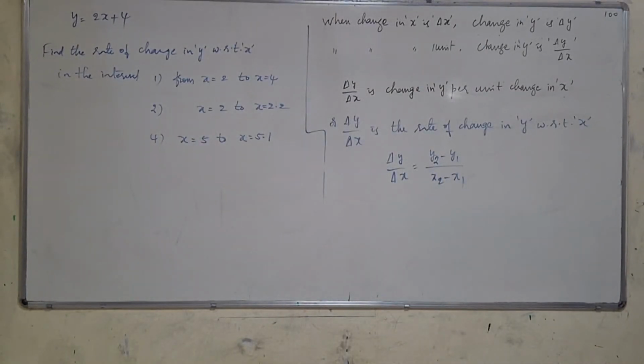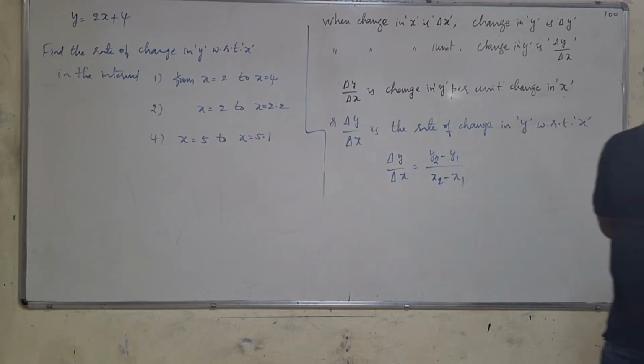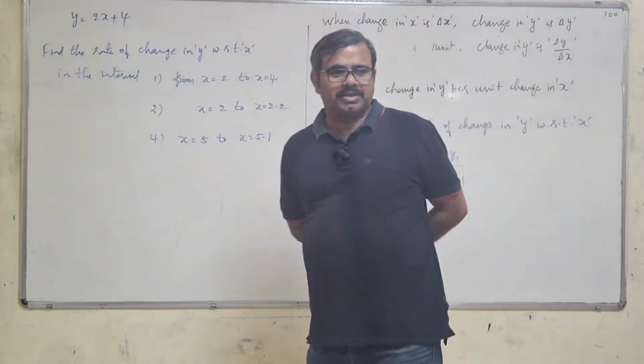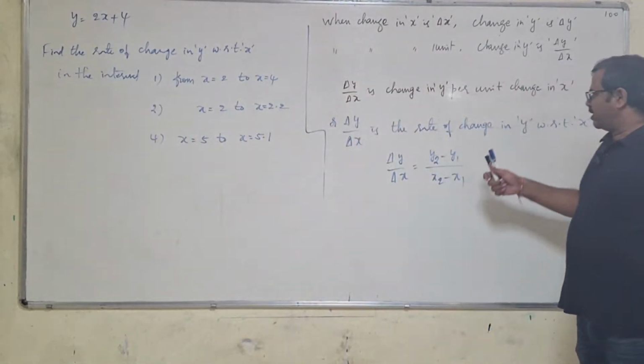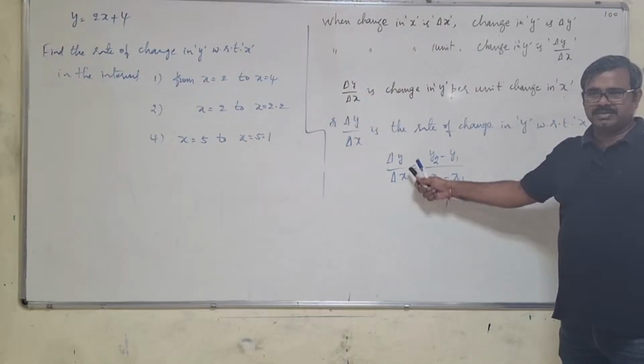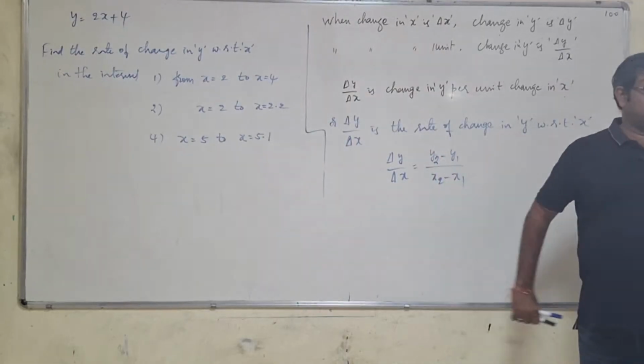Try this. Rate of change in y with respect to x means what? What does it mean? It means we need to find what? This, delta y by delta x. That's all we need to find out.